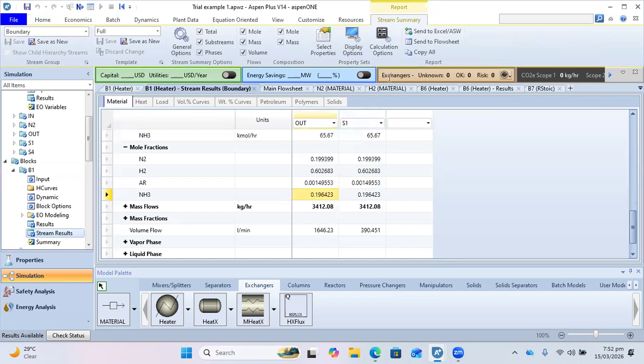Yeah, that's fine. So with that, we don't have to worry about the heating temperature. Yes, it will calculate itself.